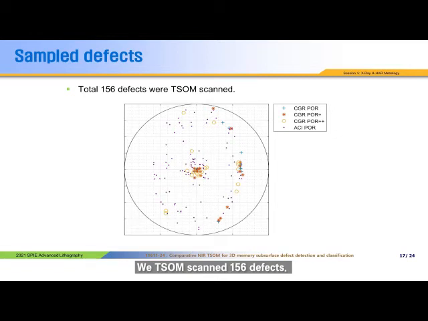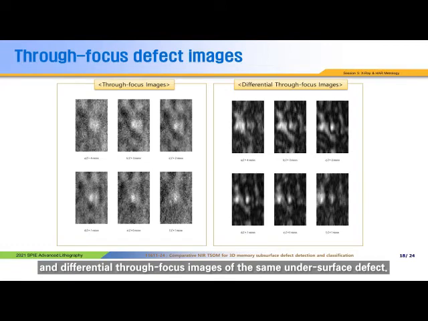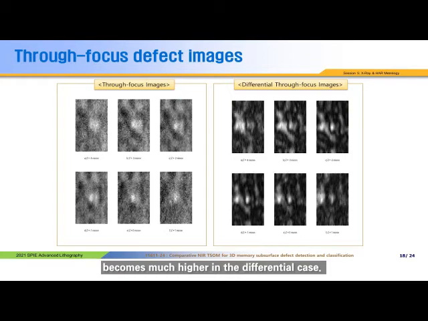156 defects. This plot shows the planar locations of the defects on wafer. The left and right figures show through focus and differential through focus images of the same undersurface defect. We can notice the signal to noise ratio of the defects becomes much higher in the differential case.